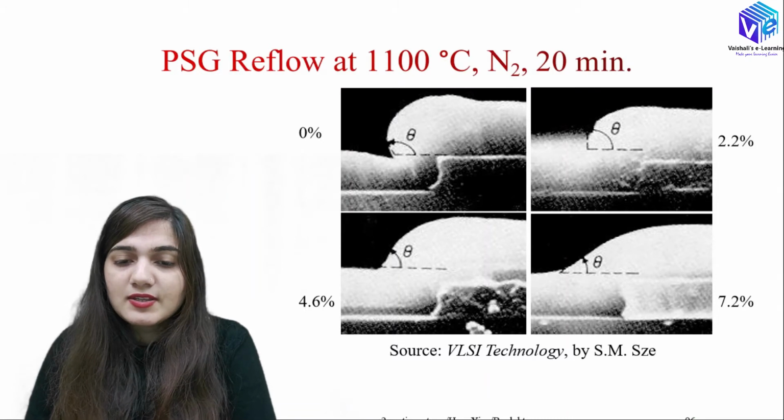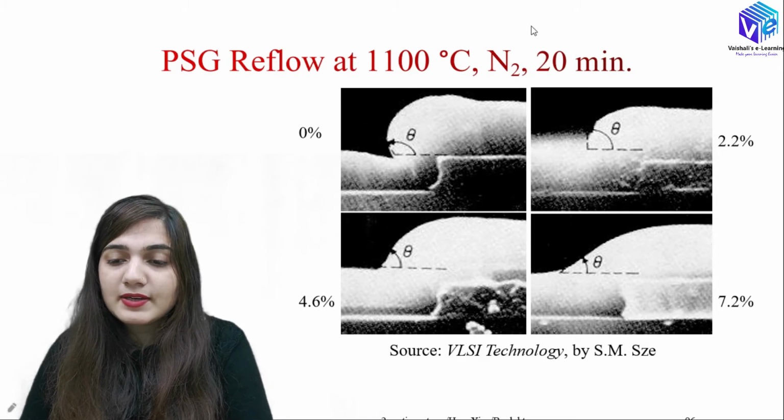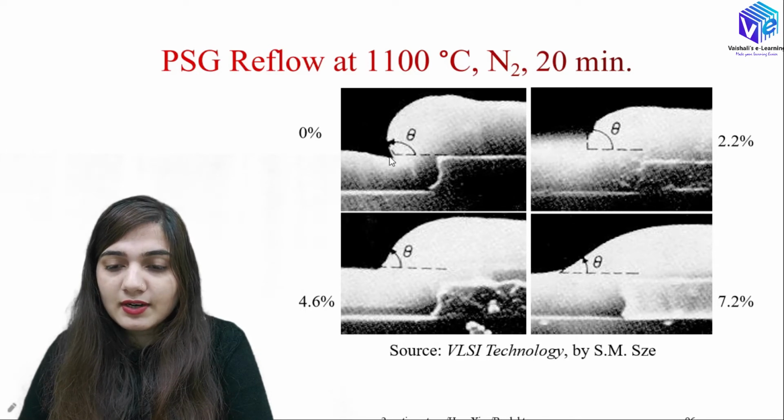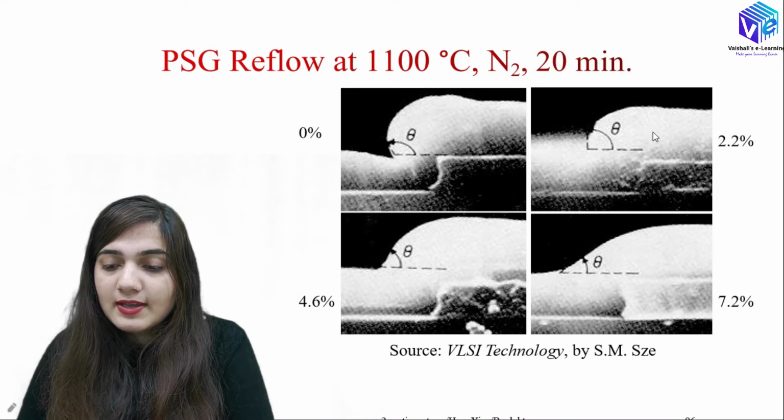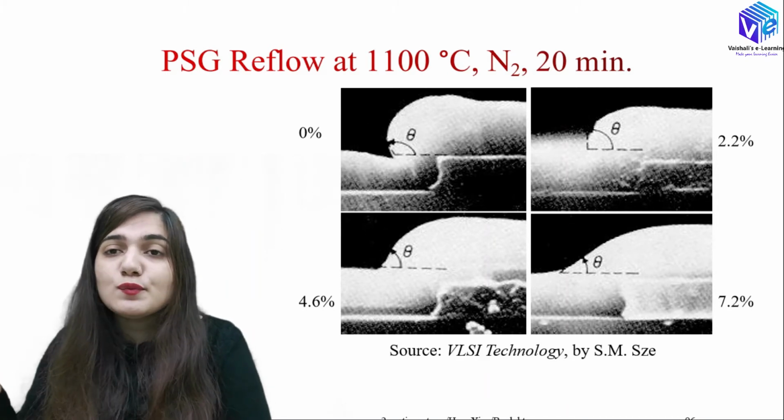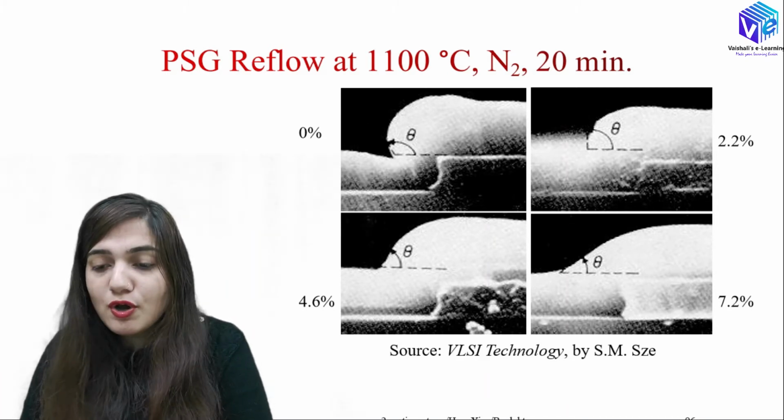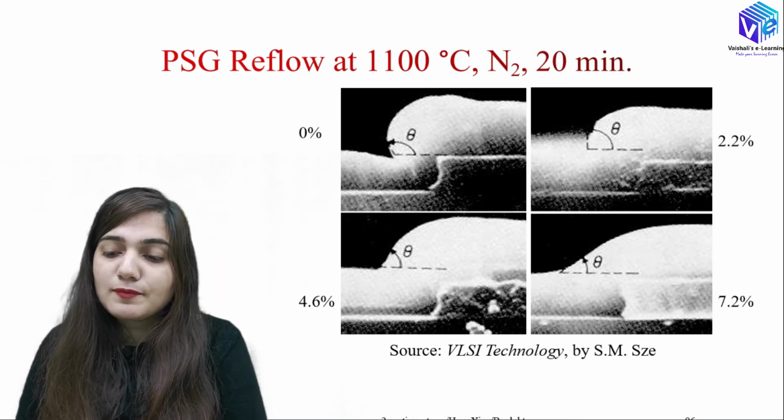Okay, so you can see the phosphosilicate glass reflow process. Here we are reflowing the phosphosilicate glass at 1100 degrees Celsius for 20 minutes in a nitrogen ambient environment. If I use different times, you can see our theta angle is reducing. Here you can see the angle theta, and our surface becomes more and more symmetrical. So it is making the surface smoother. Whenever I do the reflow at a higher temperature, it is going to make the surface smoother.